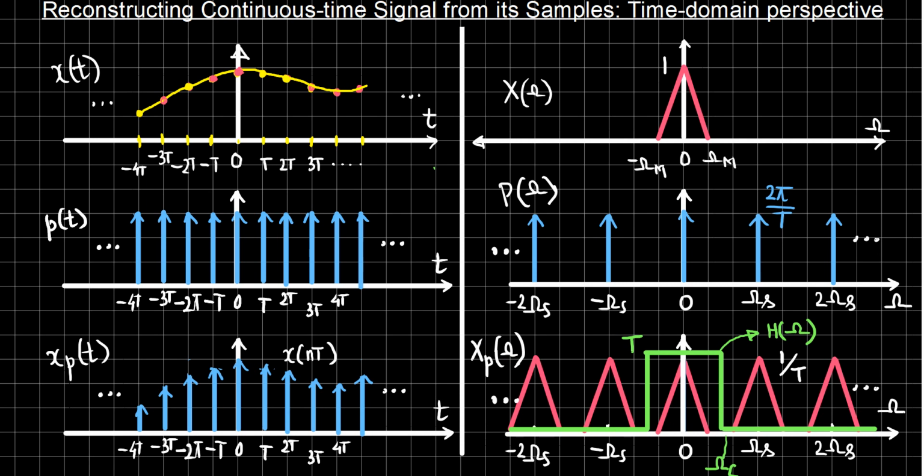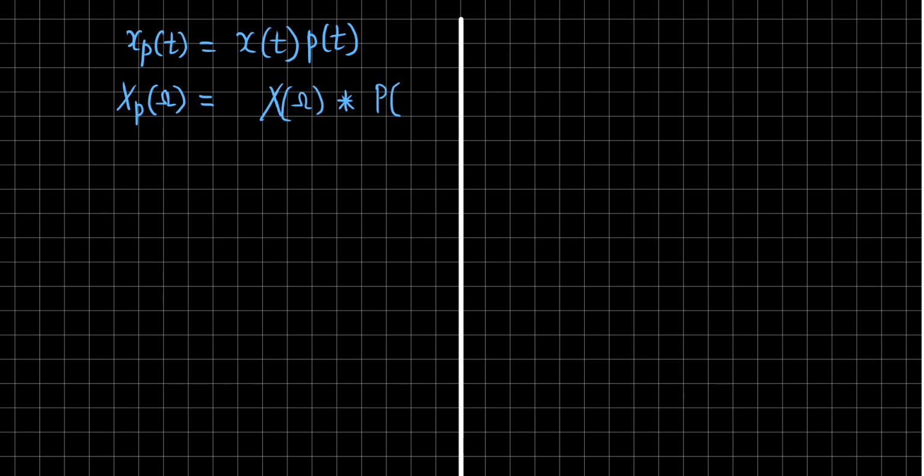So let's do that. So let me put what we have said so far. The xp of t, that means the sampled version of the signal, is simply x of t times p of t. In Fourier domain, it is xp of omega, and due to the properties, it is going to be the convolution between these two. So it is going to be convolution between x of omega and p of omega with a scaling factor of 1 over 2 pi there. This we have already seen.